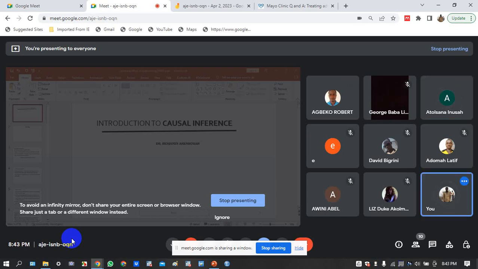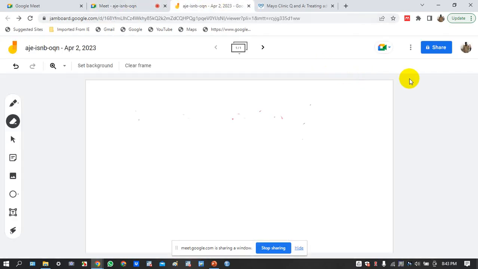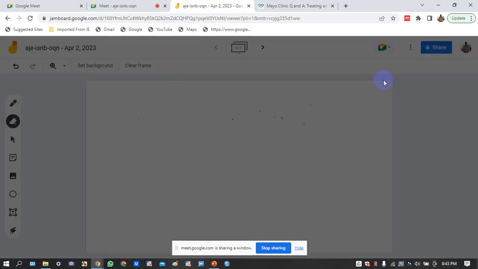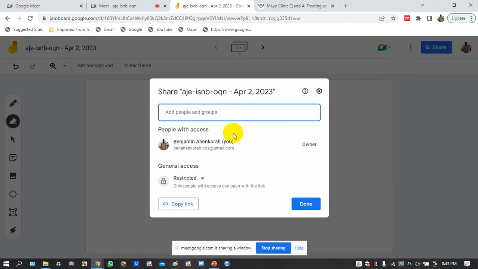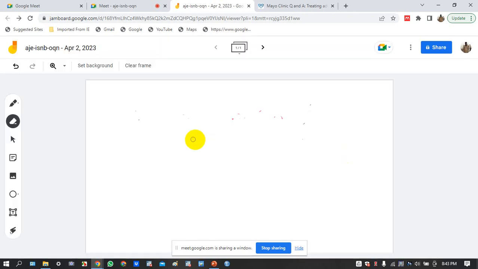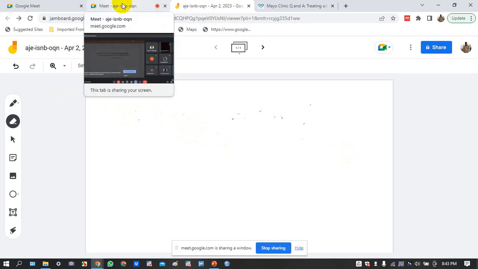Okay. So that means that mosquito is a risk factor for malaria causation. So can you say that mosquito? Hello, can you see this? Can you see the whiteboard? You can see the whiteboard.